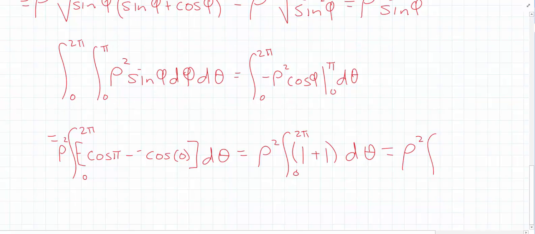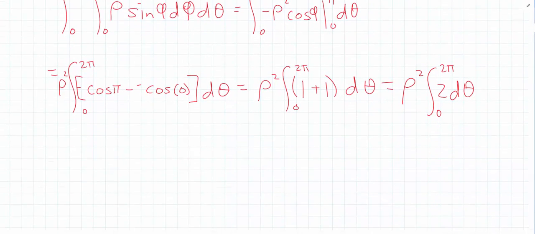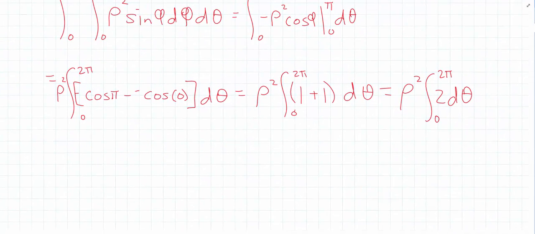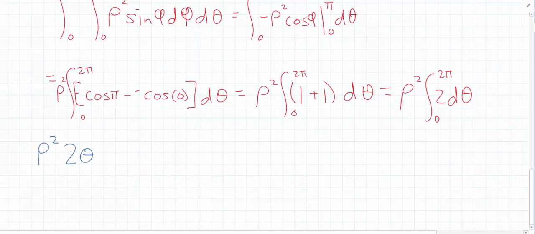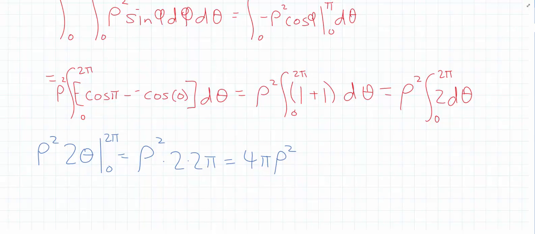So now we have this rho squared times 2 d theta from 0 to 2 pi. And now we've got a very easy integral. The antiderivative of 2 is 2 theta. So here we go. This is 2 theta, and there's a rho squared in front, from 0 to 2 pi. So that is going to be rho squared times 2 times 2 pi, which is 4 pi rho squared. And that is the formula for the surface area of a sphere of radius rho. So that's what we were able to show.